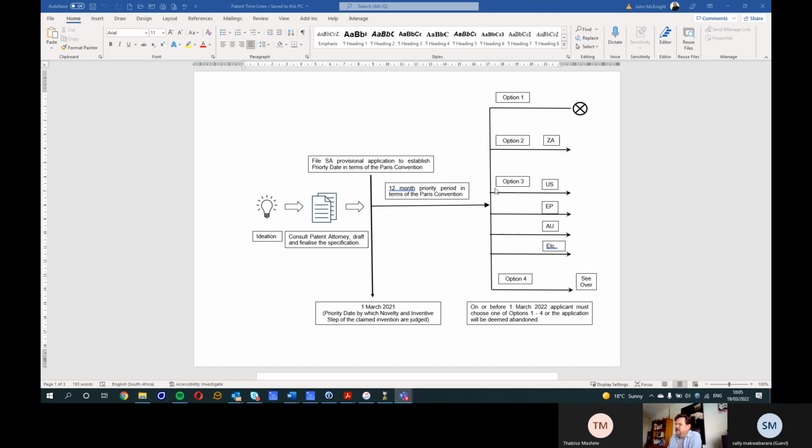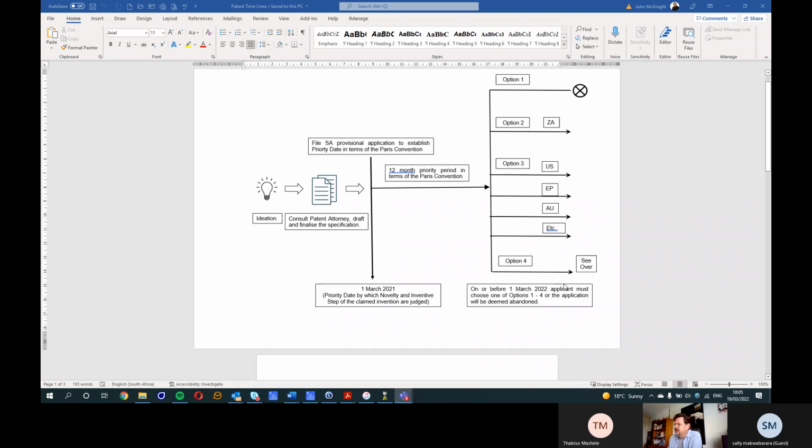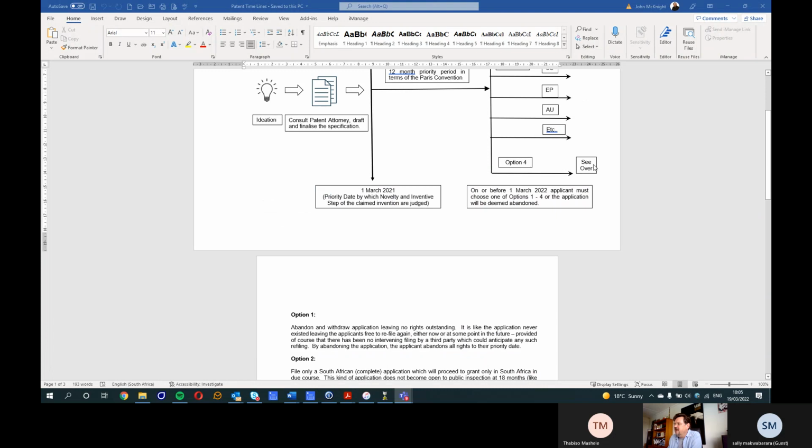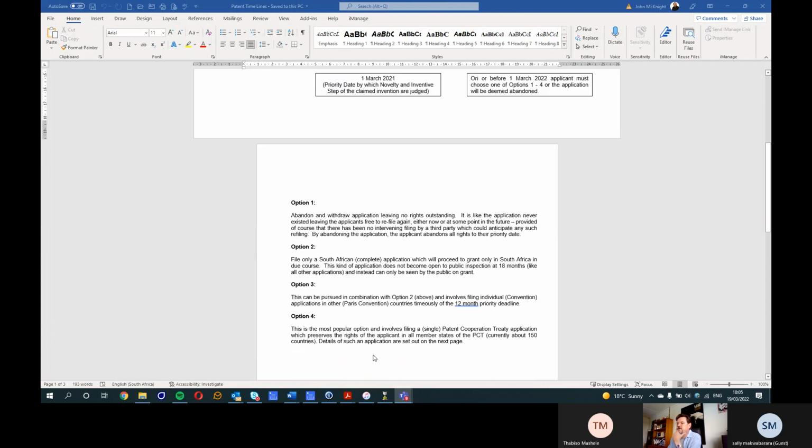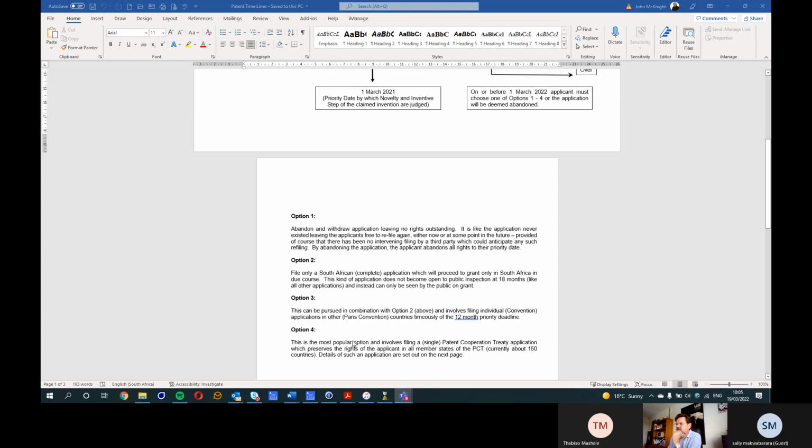So it's still used, but by far the most popular option is option 4, which is the filing of a Patent Cooperation Treaty application. You can see it starts its own timeline down here. Option 4 involves filing a single PCT application, which preserves the rights of the applicant in all member states of the PCT, currently about 150 countries around the world. Details are set out on the next page.